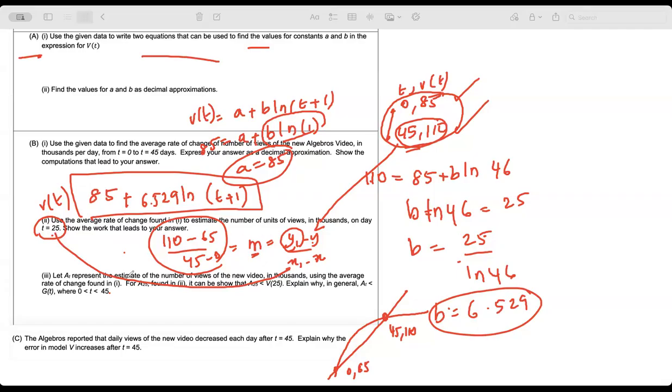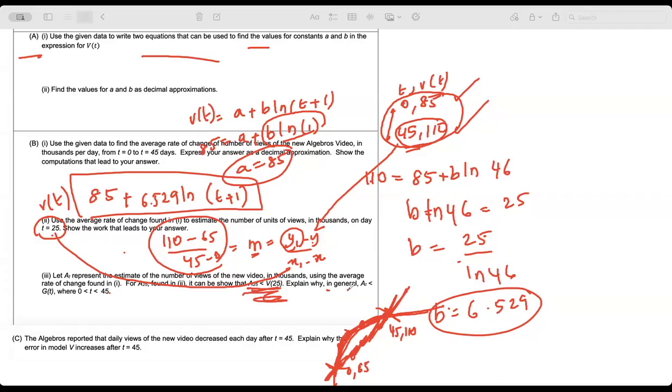Now, A of t represents the estimate of the number of views of the new video in thousands using the average rate of change found in 1. For A25 found in 2, it can be shown that A25 is less than the actual V of 25. Yes, right? Because you're using the slope of this line to find out. But your actual graph is up. Between those two intervals, the actual graph is up. So the actual graph points are way up than the points on the line. So the estimates are way lesser. That's what they have given here.